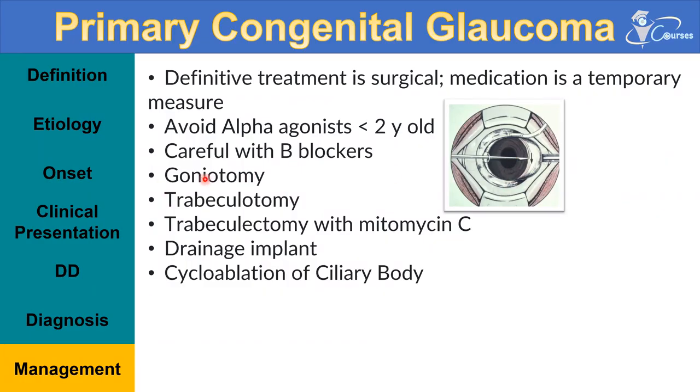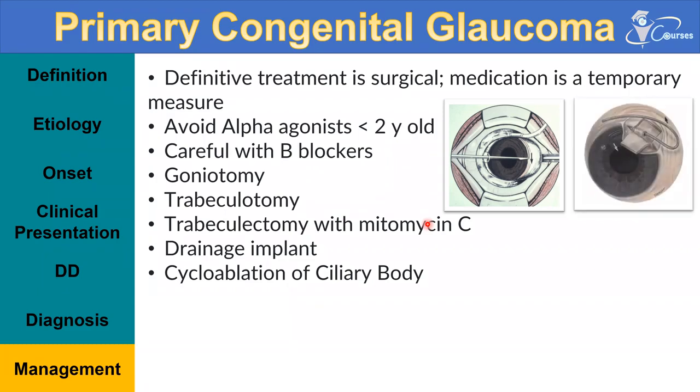So in this case, we don't have the luxury to do goniotomy. So what will we do? We do what's called trabeculotomy. Trabeculotomy is when we are opening a scleral flap like that and passing another tool or cannula. It is called the trabeculotome.